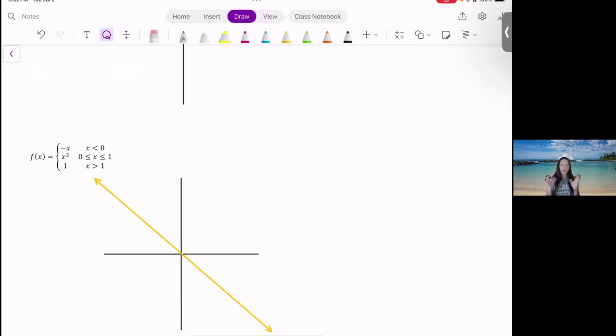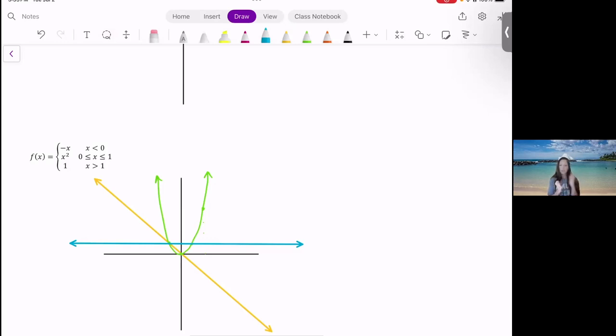X squared is a parabola, which has that U shape that goes through the origin. You go over 1, up 1, over 2, up 4, left 1, up 1, left 2, up 4 to make those 5 points that we're familiar with. And then f of x equals 1 is a horizontal line through where y equals 1. These are three different functions that if you combine together actually are not a function, but it's defined based on these three in certain areas.